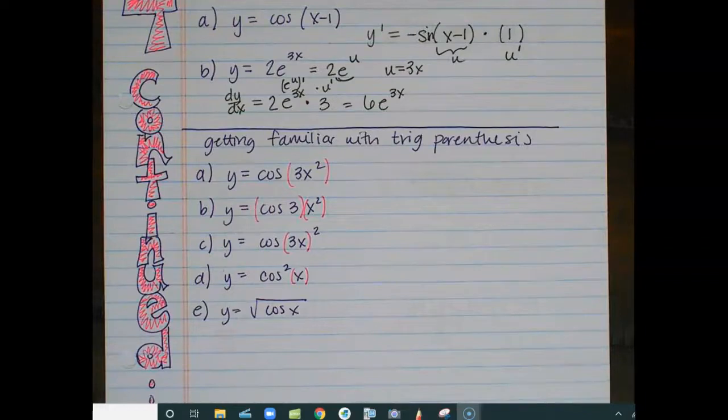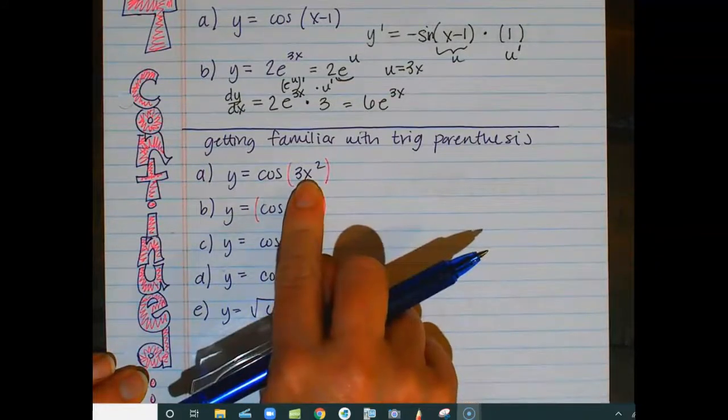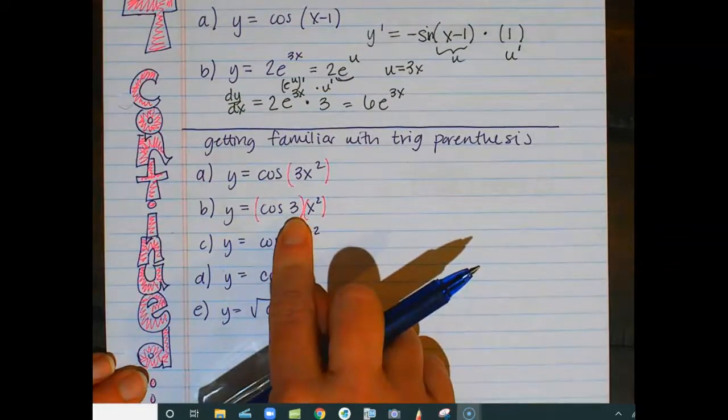I prefer that you go ahead and put parentheses with every function so that nobody has to guess what you mean, because they're going to guess this. If you don't put parentheses, this is the default. But this one and this one are very, very different.